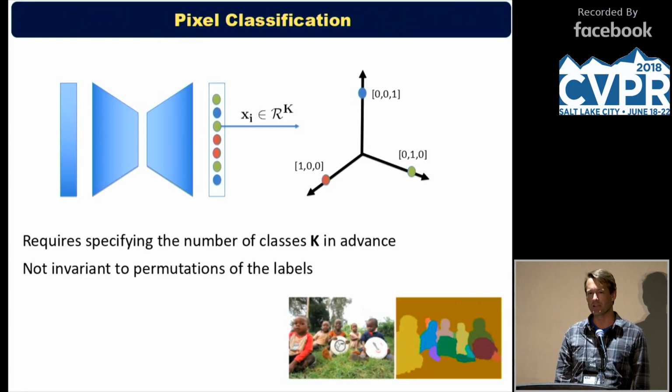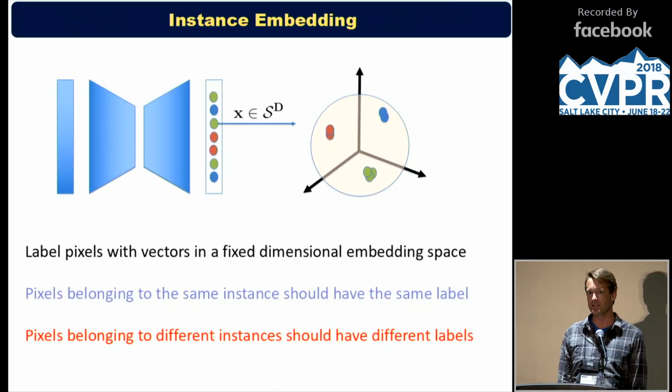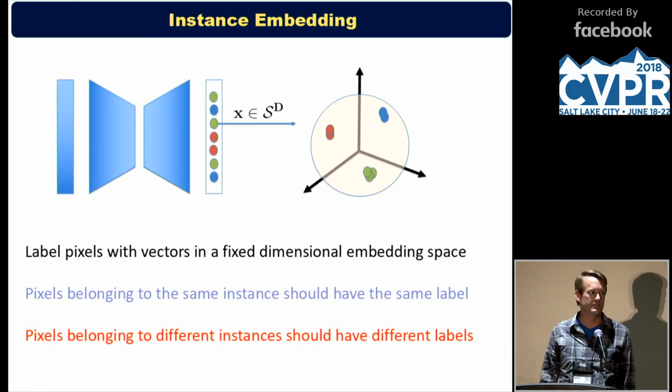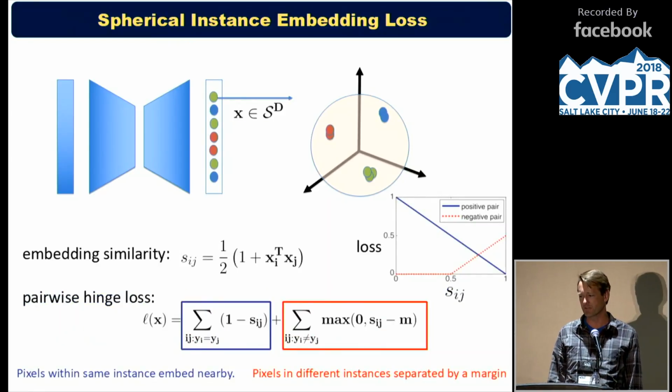So we explore the idea of, instead of using a discrete set of indicator vectors, labeling pixels with vectors in a continuous embedding space, where the idea is that pixels belonging to the same instance should embed at the same location in that space, and different instances should have different labels in the embedding space. To implement this, we use a convolutional network to embed the pixels in a spherical space and measure similarity between those embedding labels using the standard cosine distance.